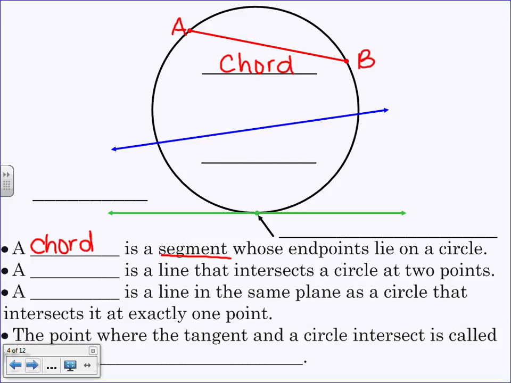And this will be going back to what we talked about that very first day that we spent in geometry class. Actually the second day, because the first day it was, hi, how are you? This is who I am. This is who you are. Nice to meet you. Then the second day we actually dove into geometry. We talked about segments and lines and the difference between them. So a chord is a segment.